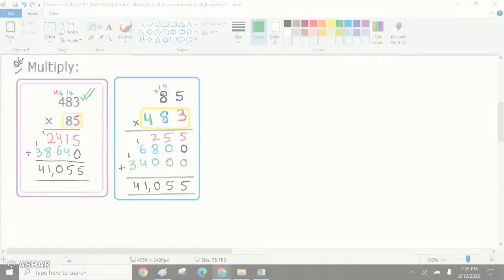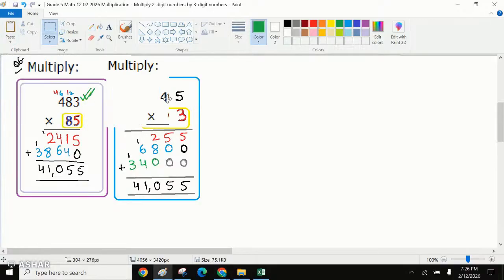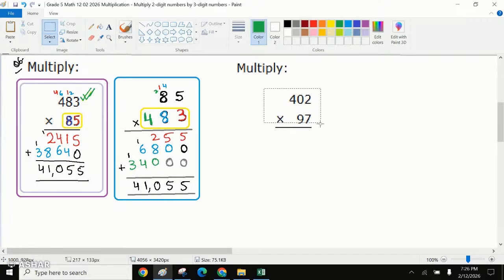Let's have a look at another question. The next question says 402 is to be multiplied by 97. What we can see is the larger number is at the top. That makes our life easier. We want to do the questions. We can do the easy way, we can do the difficult way. So let's try to do it the easy way. The larger number stays at the top.